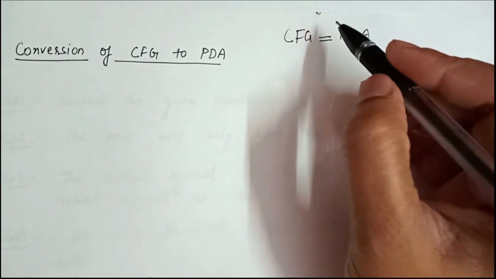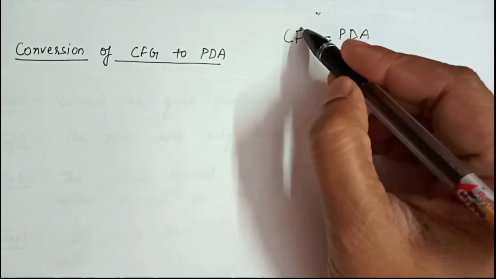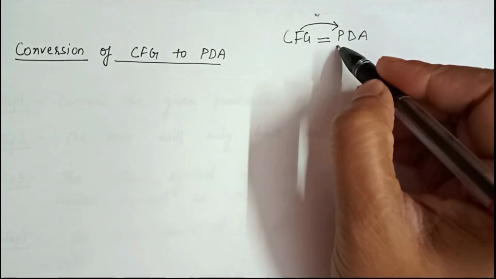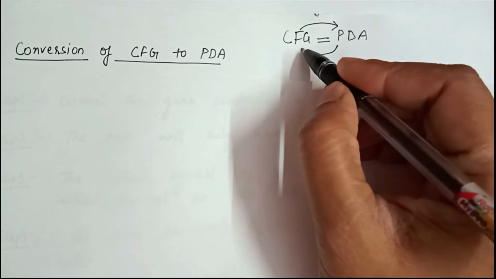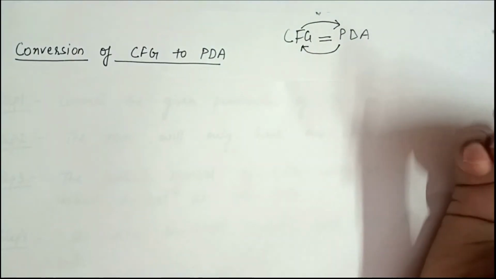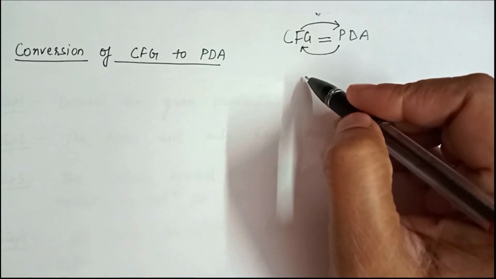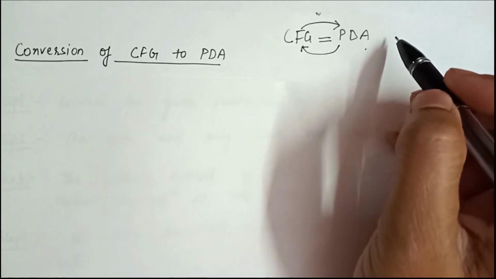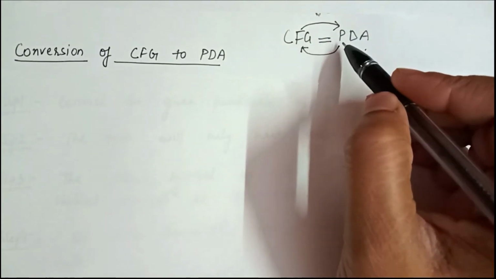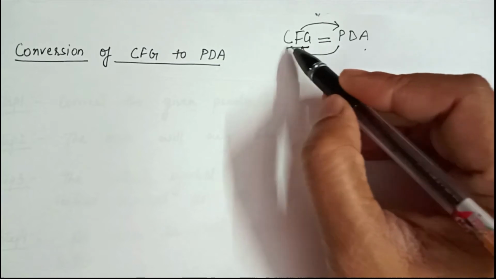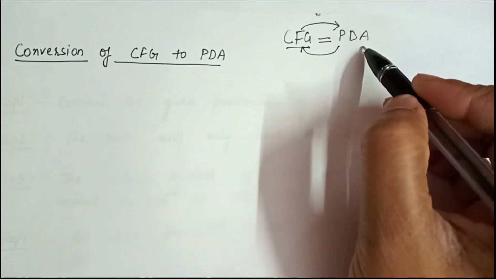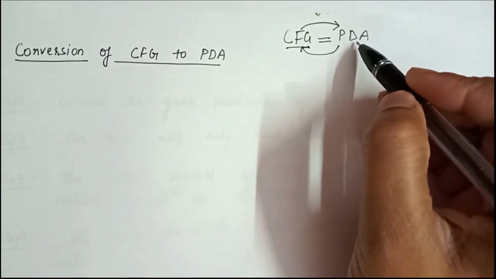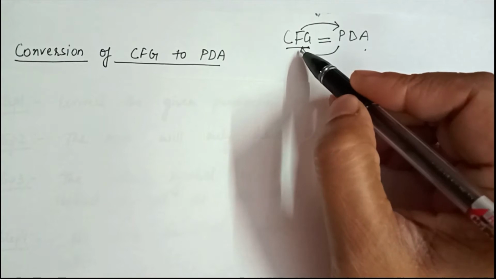If I have a procedure to convert a particular CFG into PDA, and a conversion of PDA into CFG, then in that case we can conclude that CFG and PDA are equivalent to each other. So in this video we are going to discuss the first conversion, that is we convert a context free grammar into PDA. And in my next video we discuss how we convert a particular PDA into a CFG.